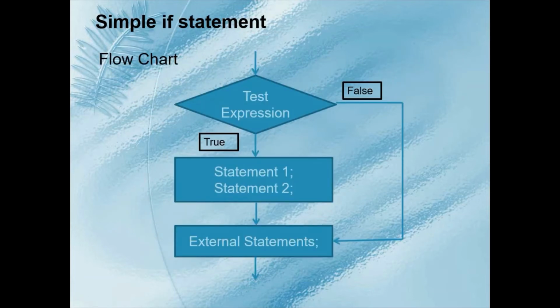This slide shows how the simple if statement works in the form of a flowchart. Here we have the test expression or condition. When this expression is true, it goes to these statements and executes them. After execution of these statements, it goes to the external statements. Whereas if the condition given is false, then it skips these statements and the program executes the external statements. Let us design a program which demonstrates the use of the simple if statement.